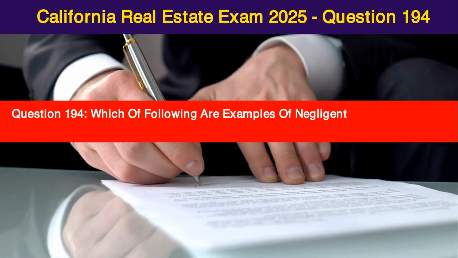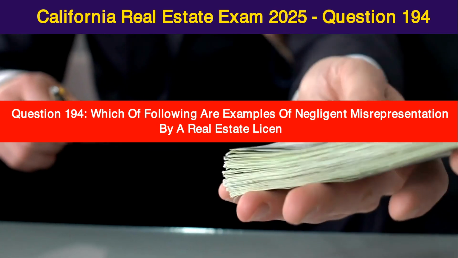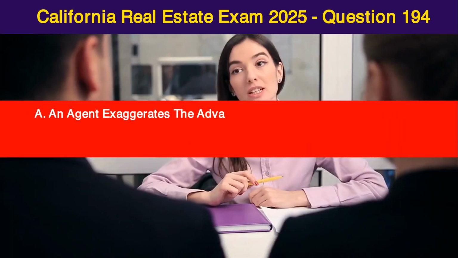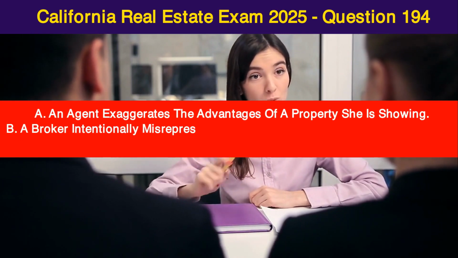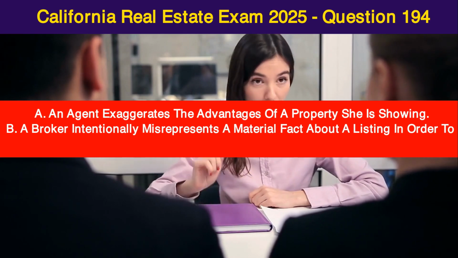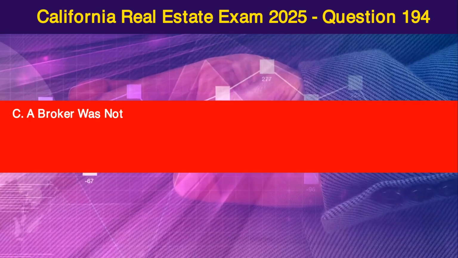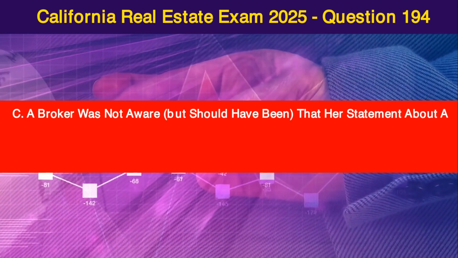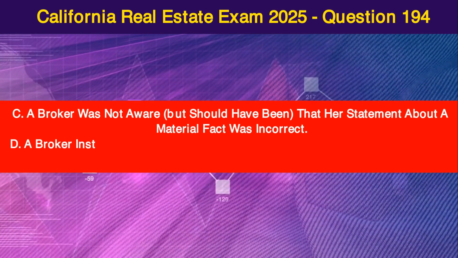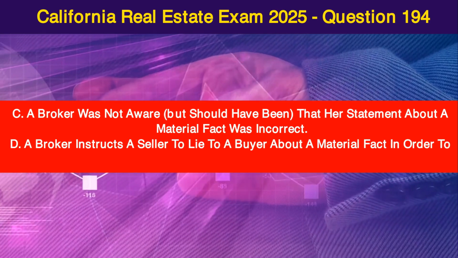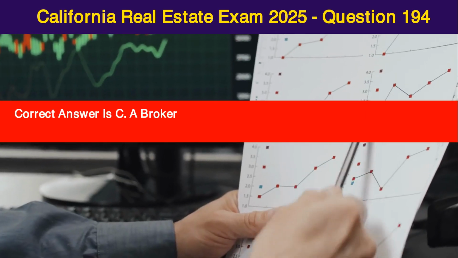Question 194. Which of following are examples of negligent misrepresentation by a real estate licensee? A. An agent exaggerates the advantages of a property she is showing. B. A broker intentionally misrepresents a material fact about a listing in order to gain a financial advantage. C. A broker was not aware, but should have been, that her statement about a material fact was incorrect. D. A broker instructs a seller to lie to a buyer about a material fact in order to close a sale. Correct answer is C.